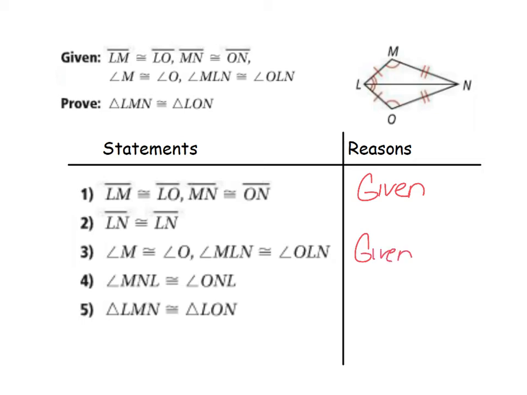Now, why do you think LN is congruent to LN? So what they're saying is that LN here in one of the triangles would be congruent to LN in the other triangle. Okay, you have to make the congruence. It seems like it would be obvious. Yeah, they're the same. But you're trying to show that, hey, this side in one triangle is congruent to this other side in this other triangle. And you have to make the statement.